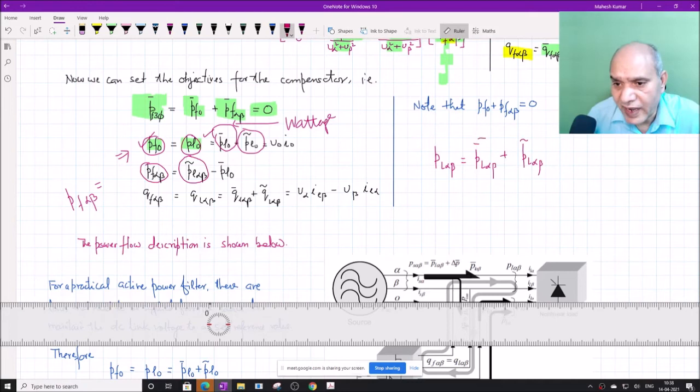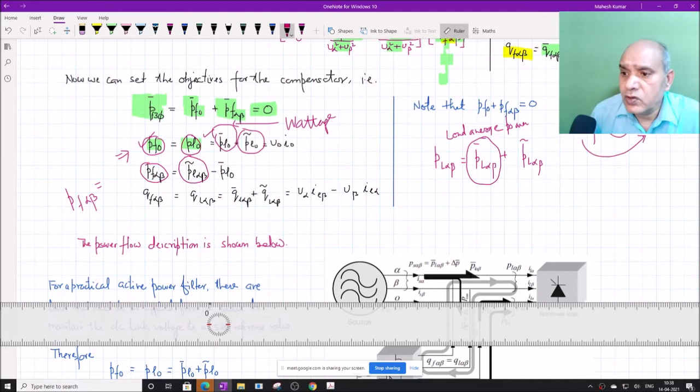So this is actually the real power. This is the load average power. Actually, if you add PL alpha beta bar plus PL0, this is total average load power, PL. But let us say for the time being, zero sequence is not there, then the PL alpha beta bar becomes the actual average load power. So this has to come from source. Obviously, this cannot be supplied by compensator. It has to come from source, PS. So PS has to be equal to PL bar.